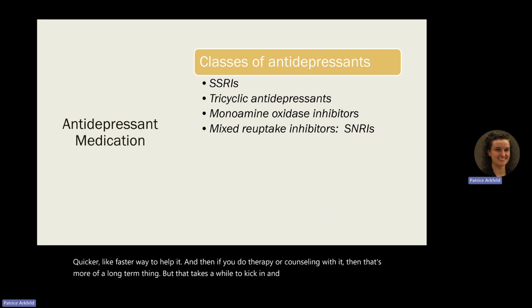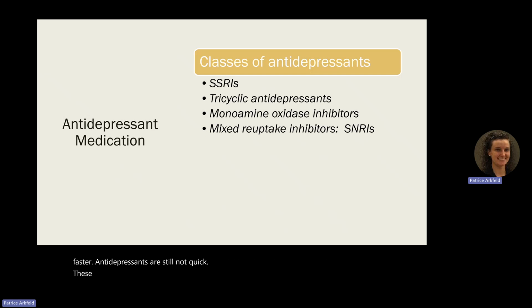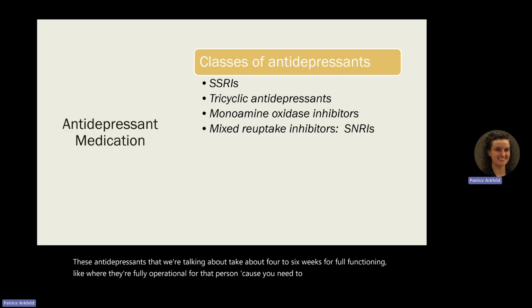Yeah, perfect. That's awesome. That is one of the reasons why we see it: medication works typically much faster than therapy. So it's oftentimes prescribed as the first line of treatment while simultaneously starting therapy, so that the therapy can work much longer term, but the medication can get the symptoms under control a little bit faster. Antidepressants are still not quick. These antidepressants that we're talking about take about 4 to 6 weeks for full functioning, where they're fully operational for that person, because you need to have the medication built up in your system before it works properly.